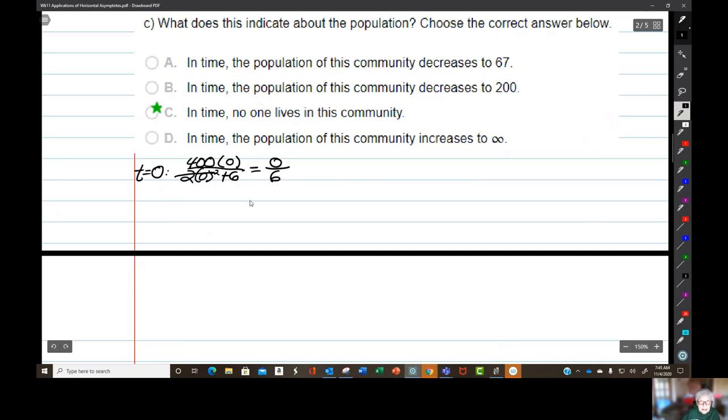This is six. Now, this is okay to have a zero on the top of a fraction. That's okay. Zero divided by six is zero, and you can get that out of your calculator. So the population is zero in the beginning. So you must have started your measurement right before the resort season had begun. Population is zero.